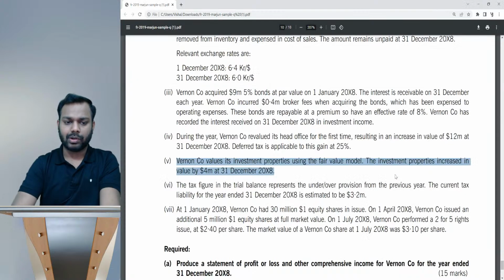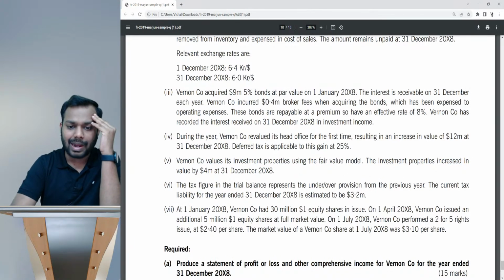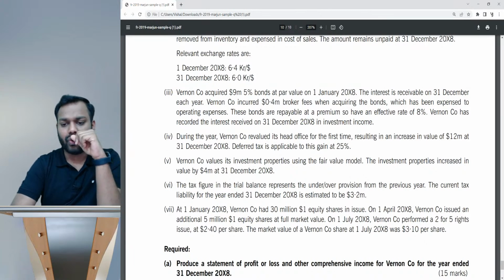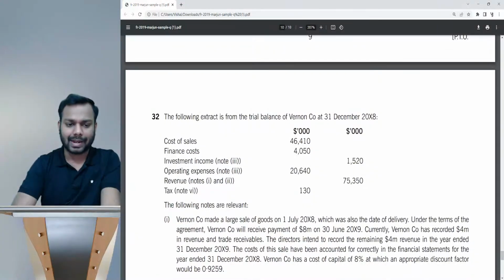Now let's come to the question. So till 5 is done. Now coming to point number 6, the tax figure in the trial balance represents under or over provision for the previous year. The current tax liability for the year ended is estimated to be 3.2 million. Now let's see what is the amount of tax. Tax is a debit balance.